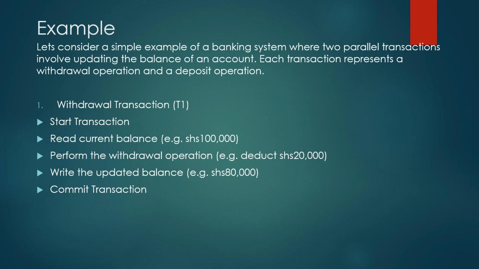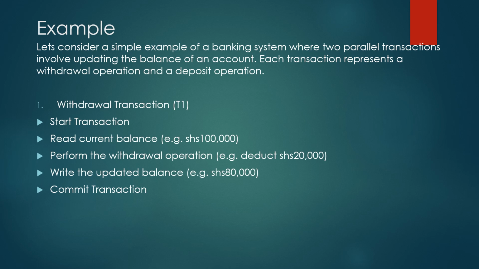So after that, we go to read current balance. What do we understand by reading the current balance? The read operation reads from the database the current balance of the user. Let's assume Isaac has gone to the bank and inserted his ATM card, and the first thing he checks is the balance. So the account balance is read to Isaac, that you have shillings 100,000 as your balance.